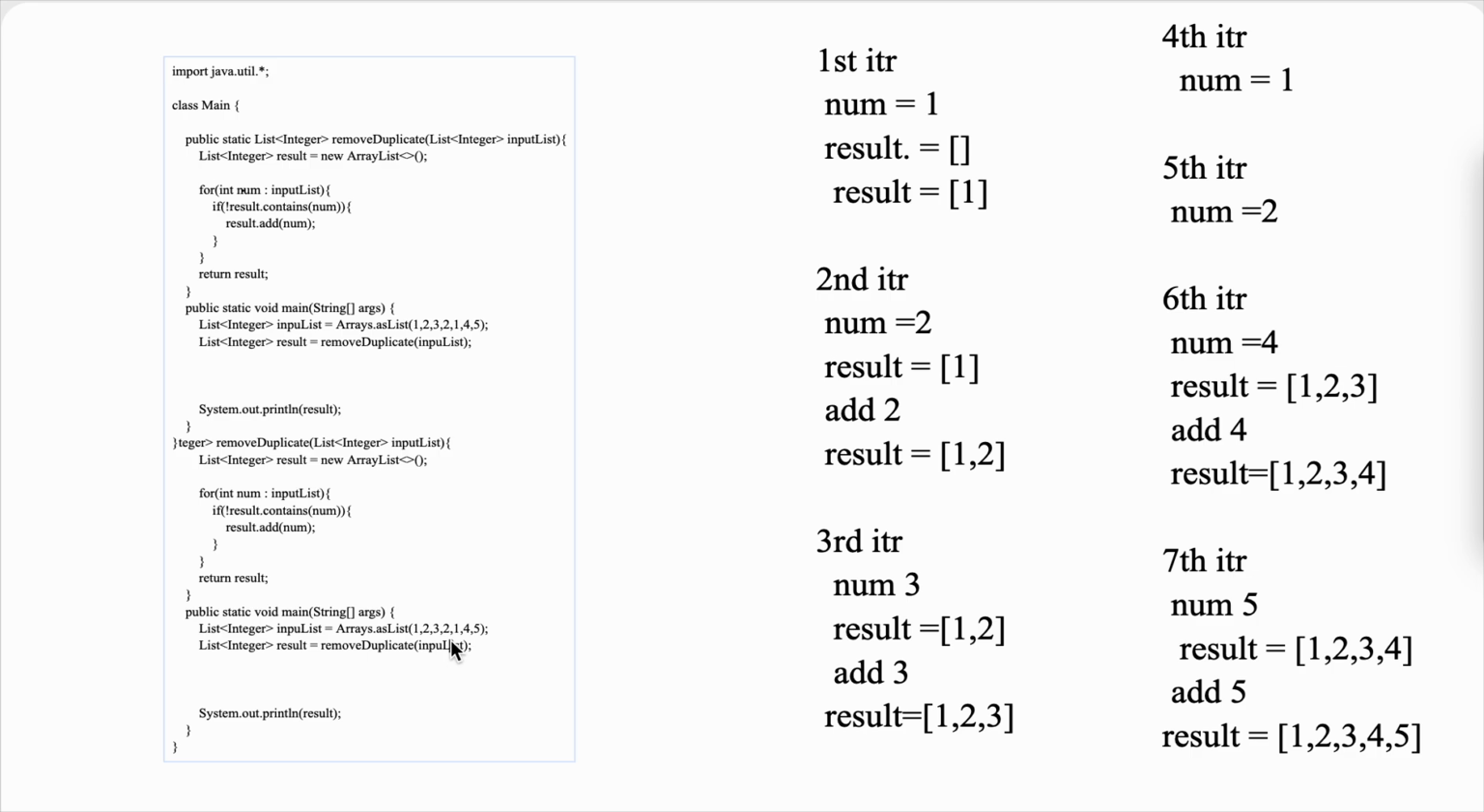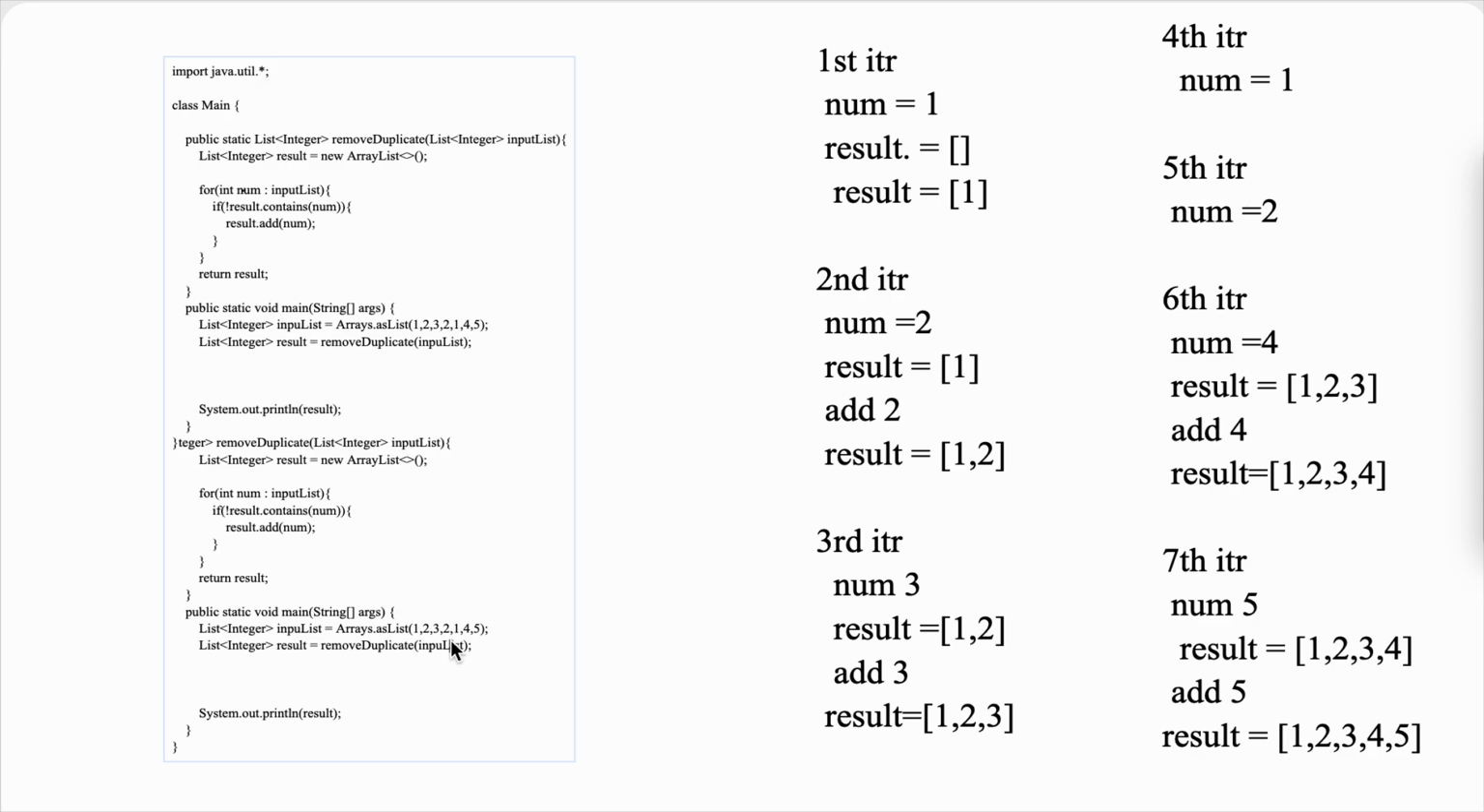Then fifth iteration, number is equal to 2. Check in the result: 2 is already there, so 2 will not be added in the result. Sixth iteration, number is equal to 4. Check if 4 is in the result. It is not, so the number will be added in the result. Result will be 1 2 3 4.